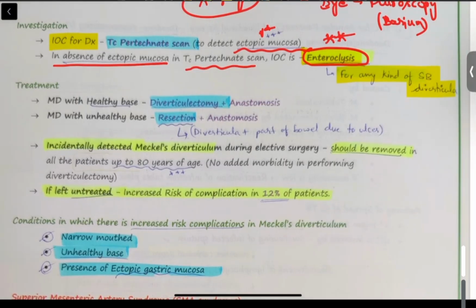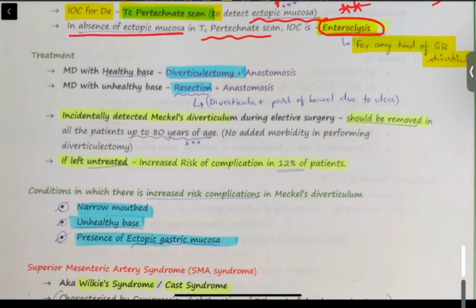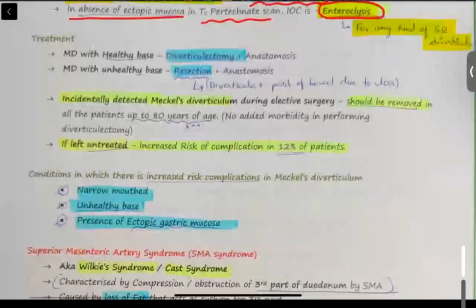Okay, previously also I had told about this. So this is enteroclysis. So for Meckel's diverticulum, first we'll go for a technetium pertechnetate scan, which will usually detect ectopic mucosa. If there is absence and we still suspect it is Meckel's diverticulum, then we'll go for enteroclysis. Okay, after the diagnosis, once we have known that there is Meckel's diverticulum in this patient, what will we do? Okay, what is the treatment now?